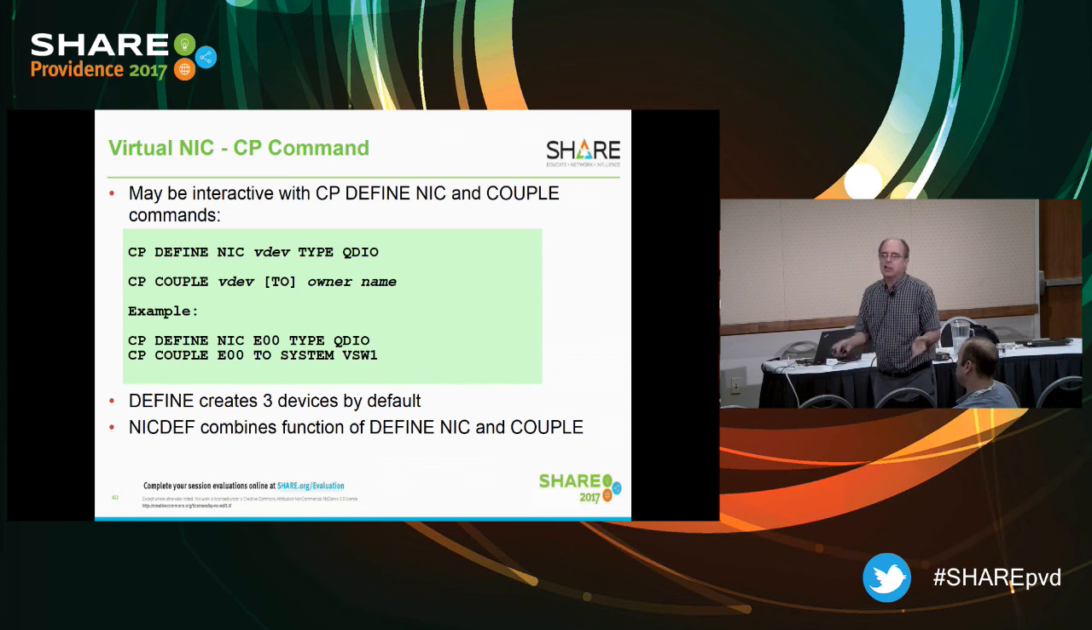But in general, other than when you're just playing with it, you're not going to do that. You're going to have a virtual machine with a NICDEF statement, okay? And it automatically creates, OSs need 3 devices, read, write, and data. I don't have to create all 3. When I have the NICDEF or the define NIC, I just specify the first one, and by default, it will create 3 devices. I can tell it to create more if I want, but by default, it'll create 3.